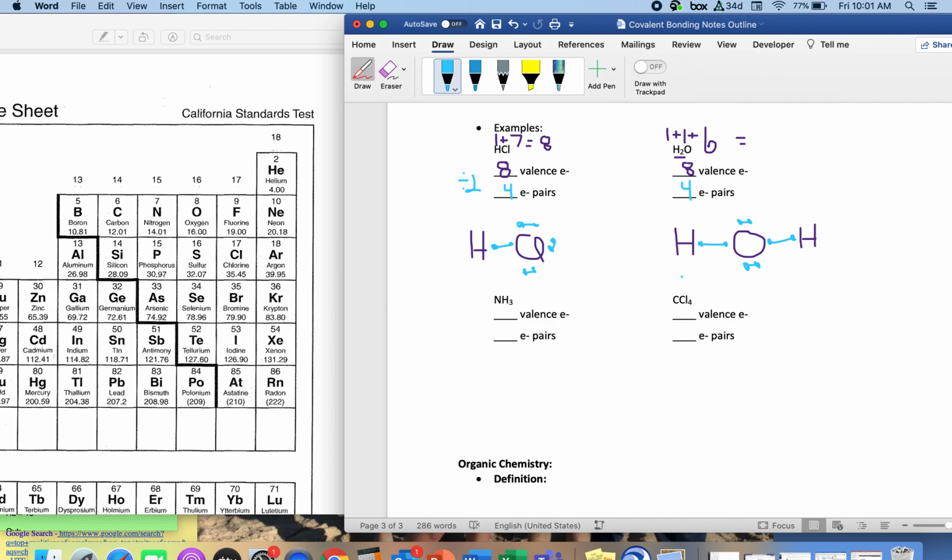Okay, so for those of you who are like, do I really have to draw all the dots? I'm going to show you a shortcut. If you don't like the shortcut, don't use the shortcut.